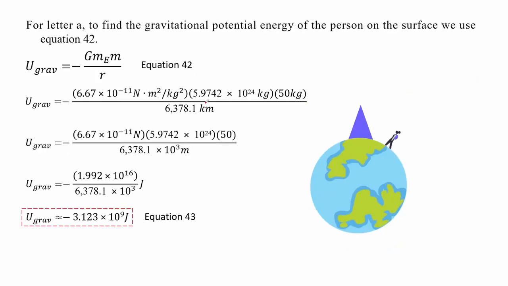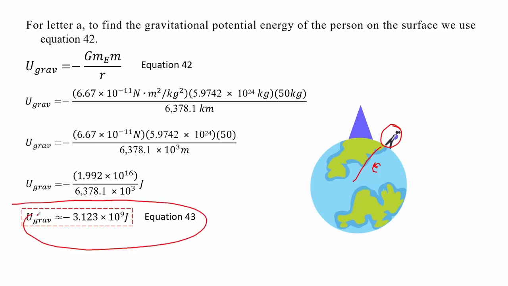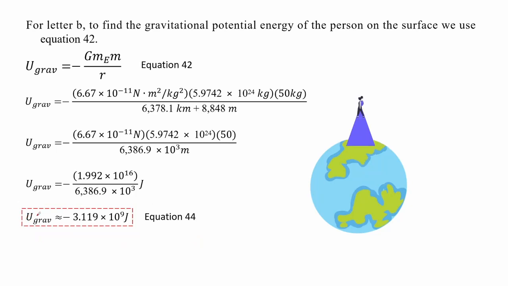For letter A, to find the gravitational potential energy of the person on the surface, we use equation 42. We substitute the values and carefully consider the magnitudes of the given so that they can be utilized correctly. We get that the potential energy is given in equation 43. For letter B, to find the gravitational potential energy of the person on top of the mountain, we also use equation 42. We substitute the values and carefully consider the magnitudes of the given. We get that the potential energy is given in equation 44.